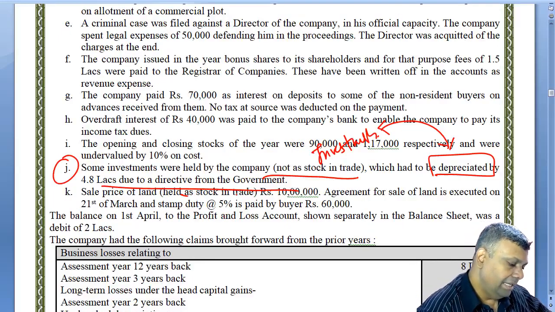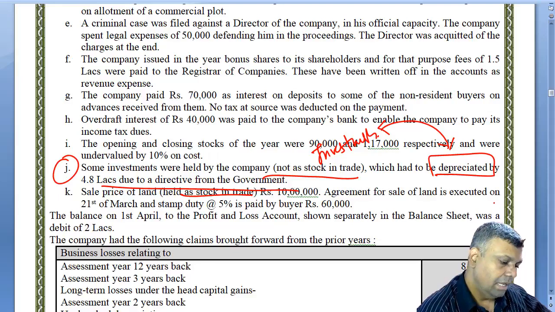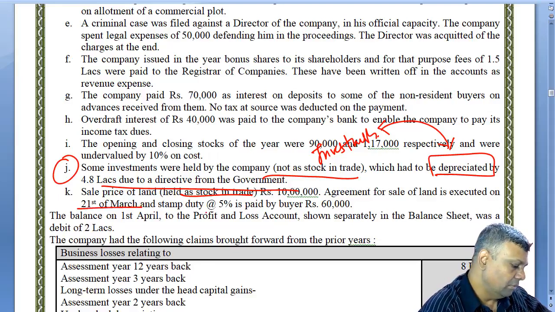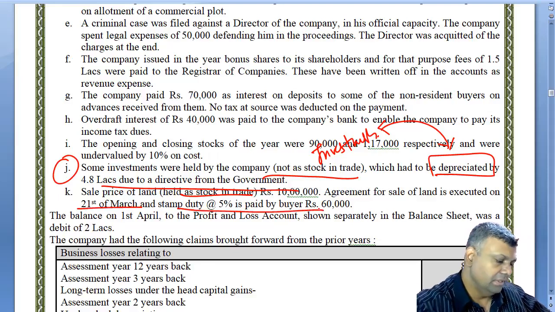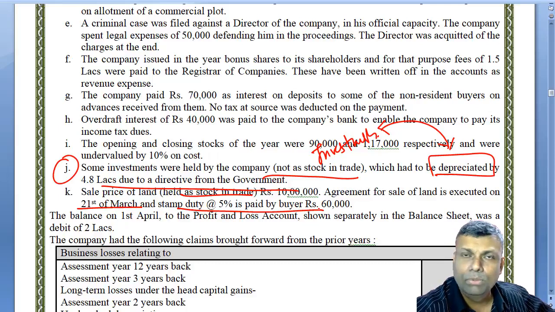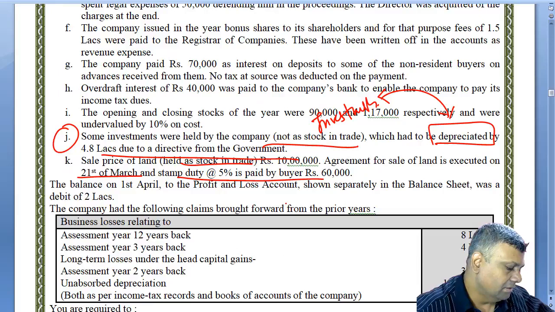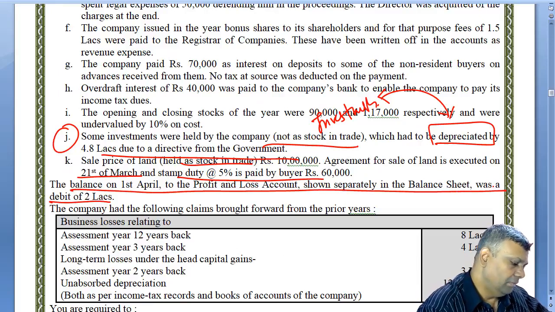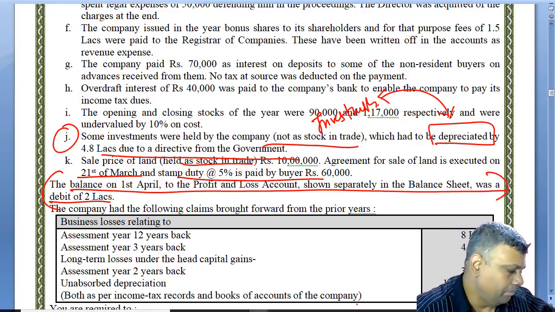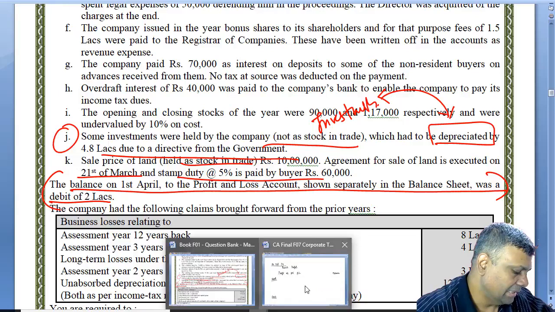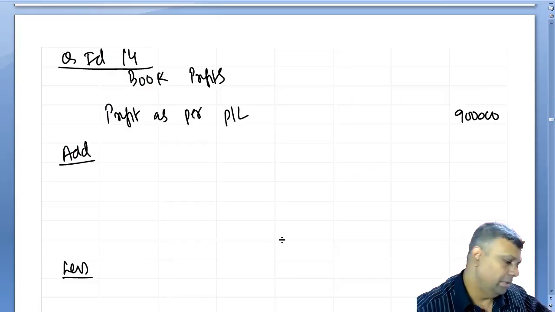Thereafter, sale price of the land held as stock in trade. Agreement for the sale of the land is executed on 21st of March. Stamp duty value is this figure. So that is also purely part of our tax calculations. And the balance on the 1st April profit and loss was a debit of 2 lakh. This is also a very important point. But before that, let me open up my answer.